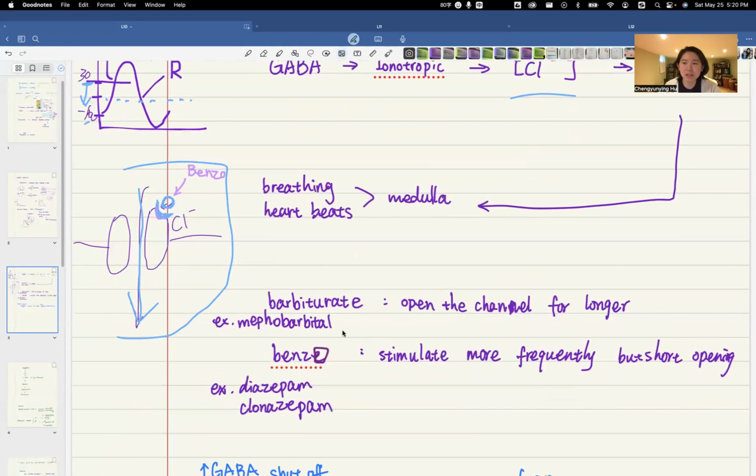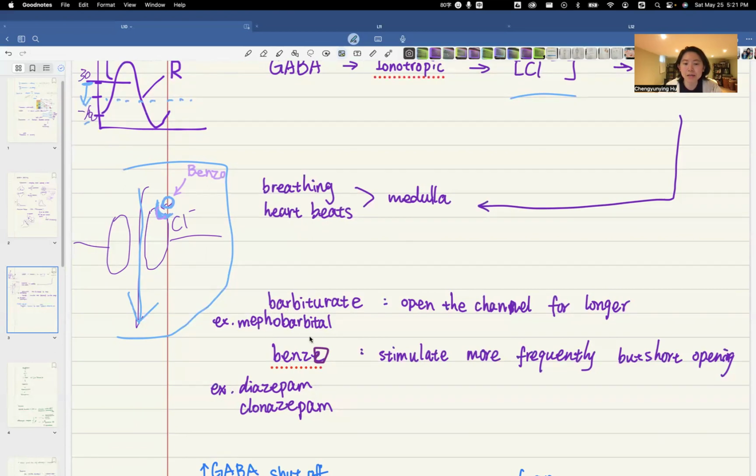We have two medications that will mimic the effect of GABA. In normal times, GABA will bind to the chloride channel. If we are using barbiturate, for example, both medications work the same way. They bind to a receptor on this channel receptor, and that makes GABA bind to the chloride channel more easily.